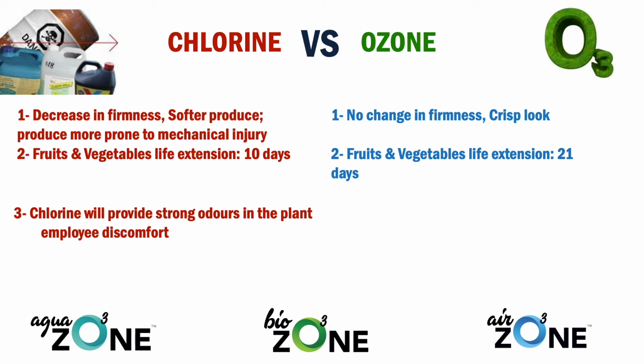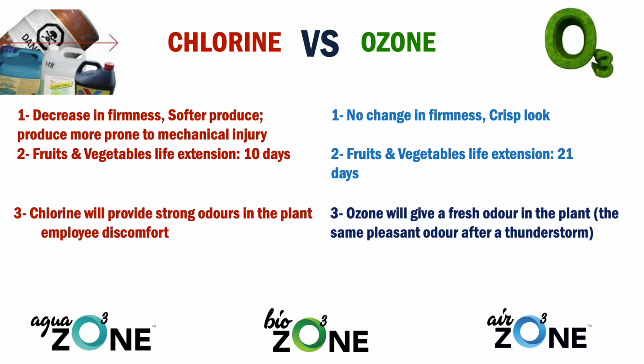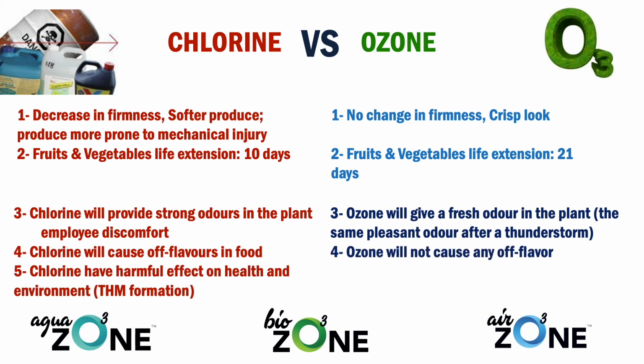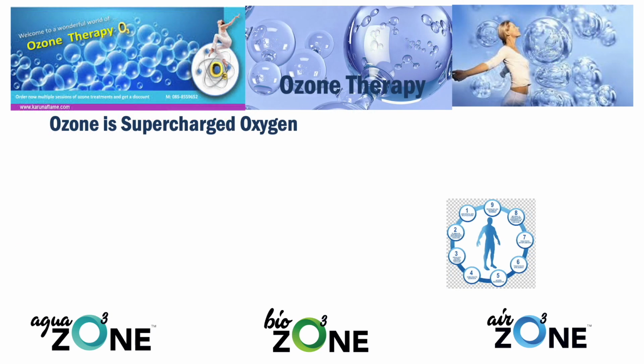Chlorine will provide strong odors in the plant, which causes the workers to be uncomfortable, whereas ozone will give a fresh odor in the plant, the same pleasant odor after a thunderstorm. Chlorine will cause off flavors in food, and ozone will not cause any off flavors. And chlorine will have a harmful effect on health and environment, whereas ozone has no harmful effect on health or nature, as ozone reverts to normal oxygen.